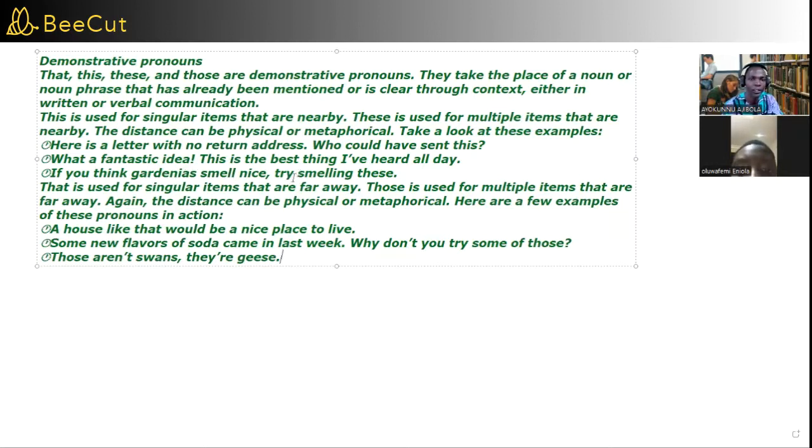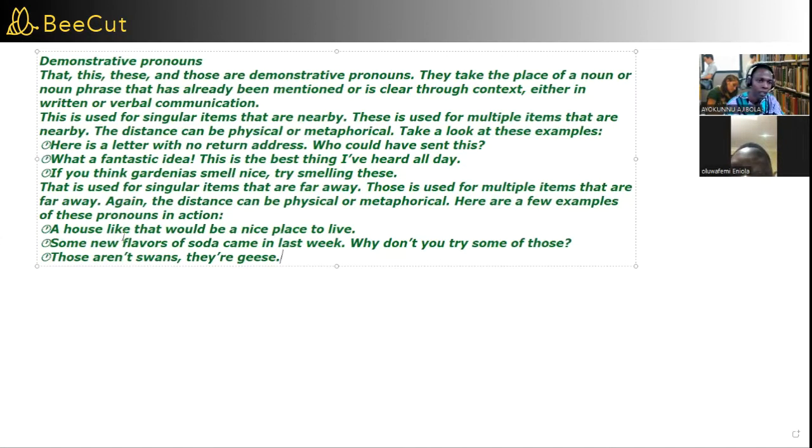think gardenias smell nice, try smelling this. Maybe you are holding something. Then that is used for singular items that are far away, while those is used for multiple items that are far away. So we are considering this and this, that and those. Again, the distance that we are considering can be physical or metaphorical.